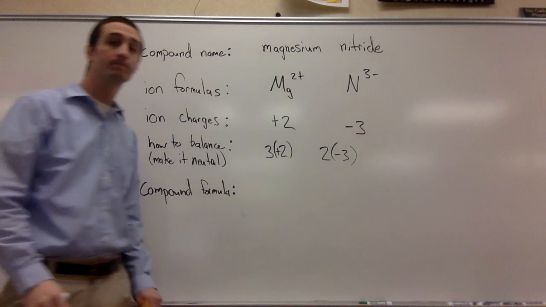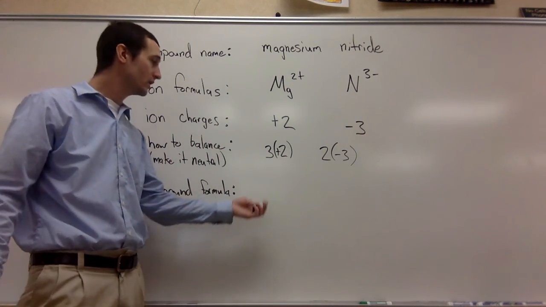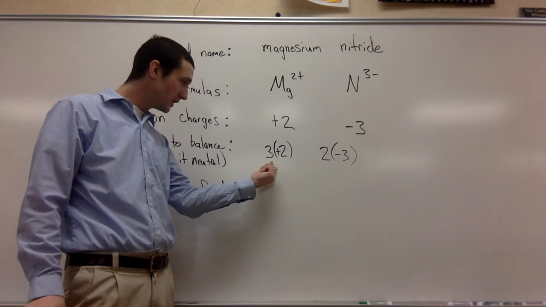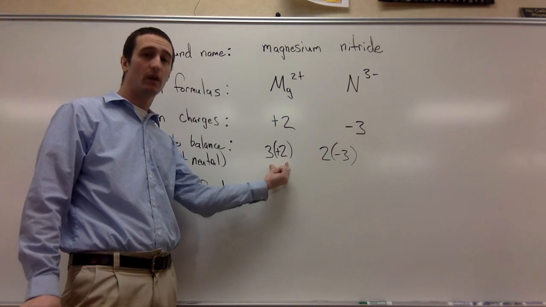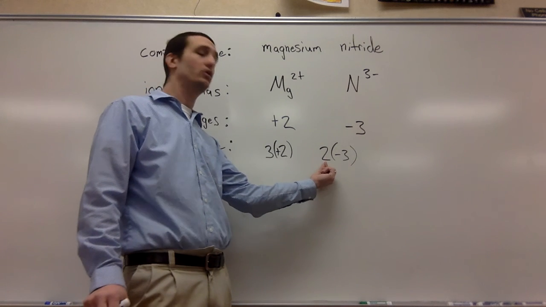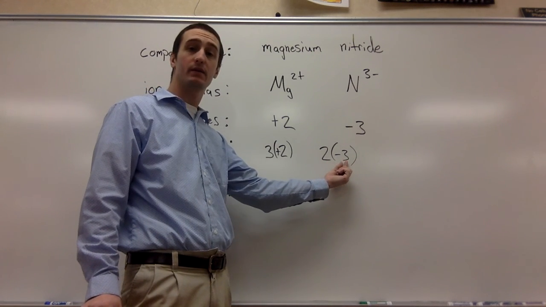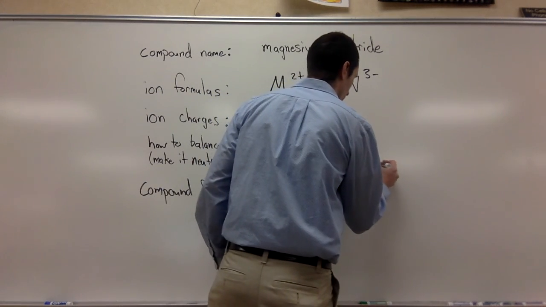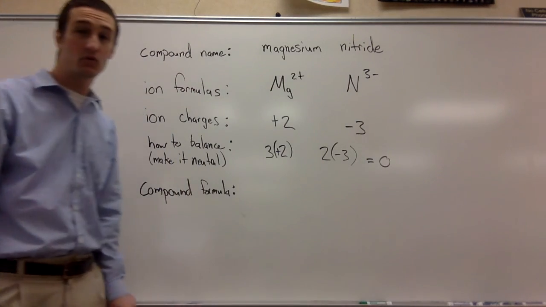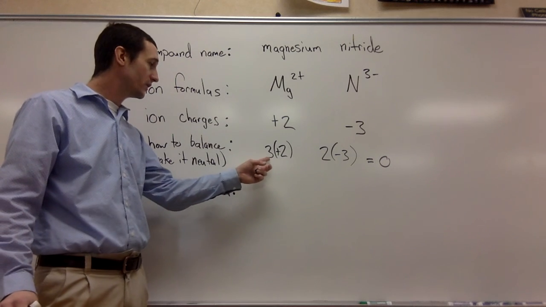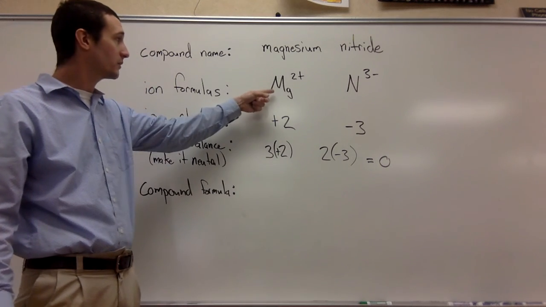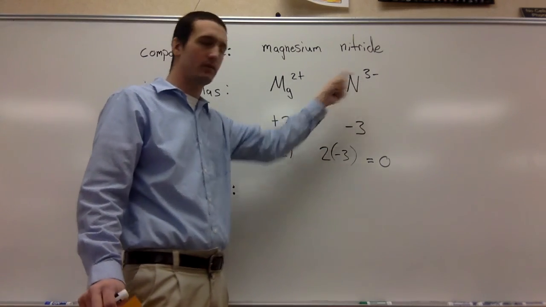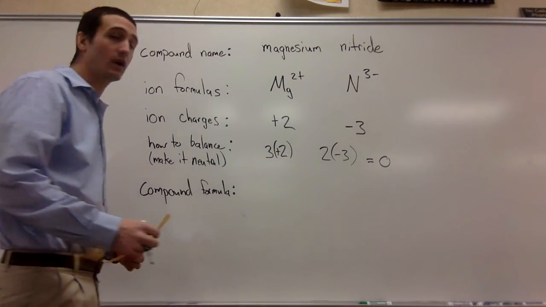2 and 3, respectively, then if you do 3 times +2, you end up with +6. And if you do 2 times -3, you end up with -6. And so that ends up being neutral. In other words, we need 3 of the ions with a +2 charge, and you need 2 of the ions with a -3 charge in order to make a neutral compound.